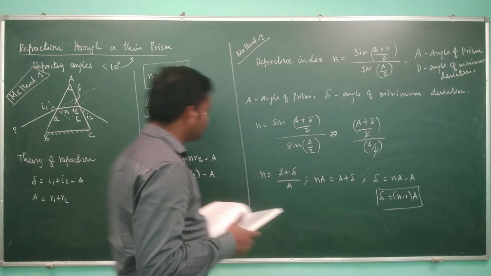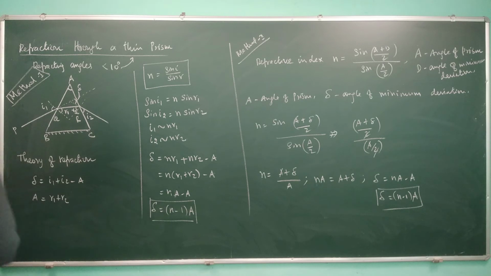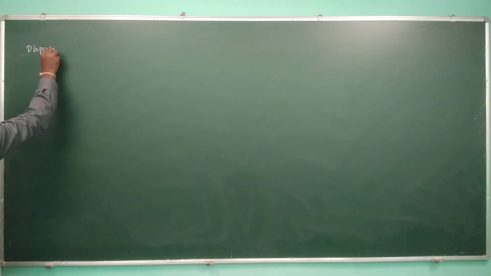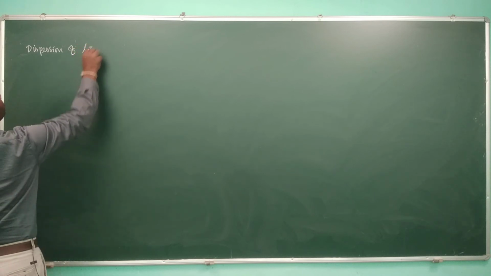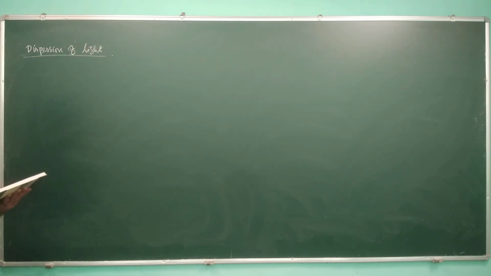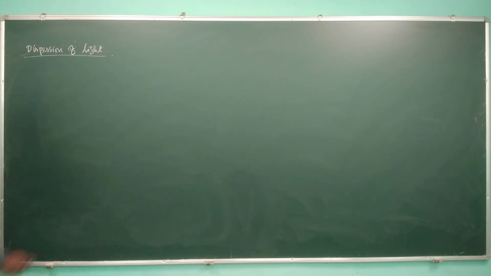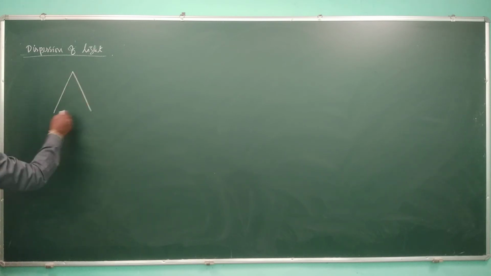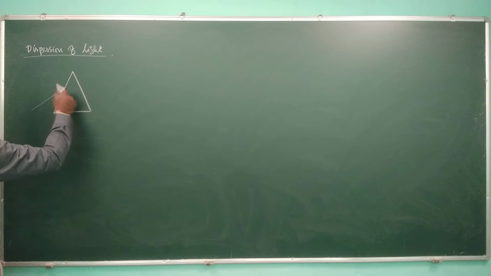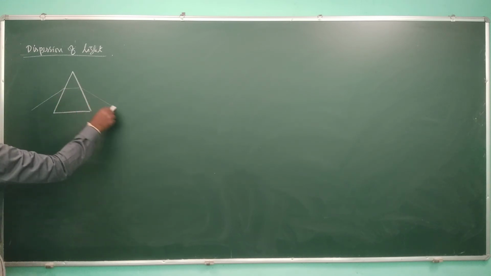And the third topic that we have said to be discussed in this lecture is dispersion of light. Earlier we have considered a light ray which is monochromatic, that is, single color. So a light ray incident on a prism gets refracted and travels in a new direction.